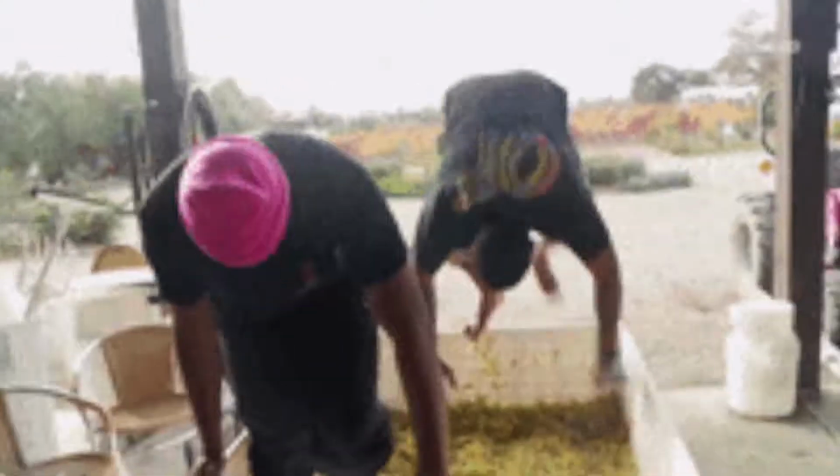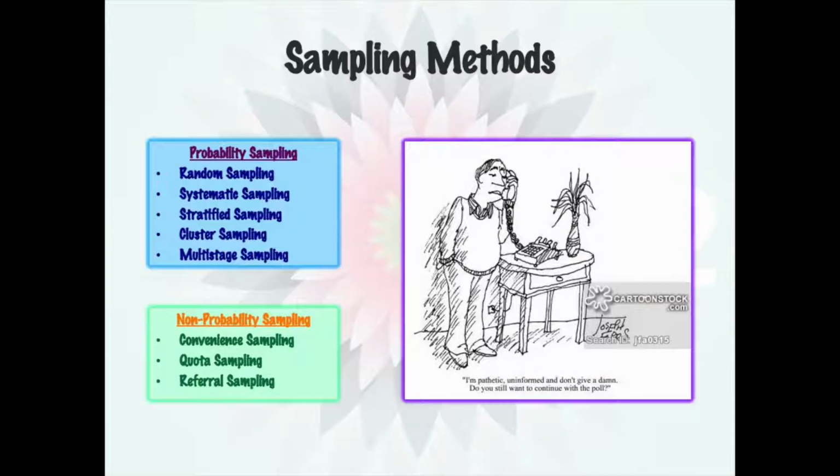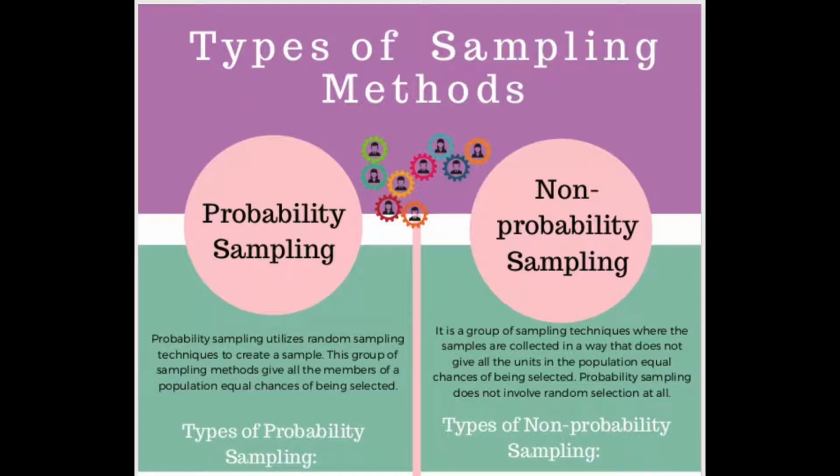So let's dive in. There are two broad categories of sampling methods. We have probability sampling methods and non-probability sampling methods. This lecture is going to break down all the types of sampling that fall under both of these categories. But before we look at the specific methods of sampling, let's get our definitions for probability sampling and non-probability sampling, the two broad categories.